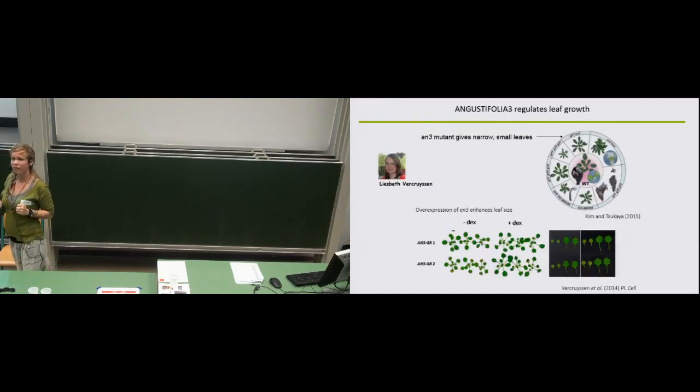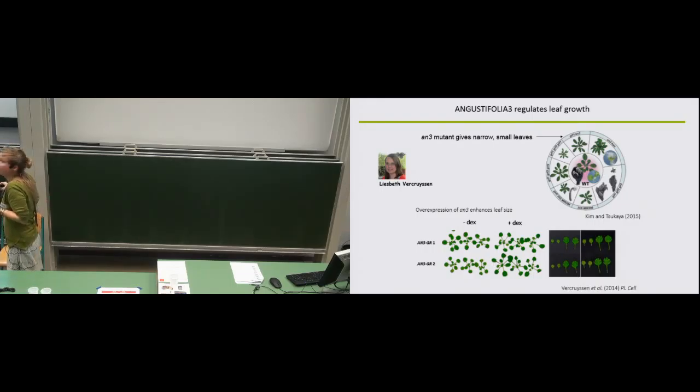Besides cell biology, we are also very interested in how development is regulated, and therefore I chose a protein that's called angustifolia 3. Now, Lisbeth did a lot of work on this protein, and she discovered that mutant plants actually have smaller leaves than normal plants. This is the normal plant. And if she overexpresses the protein, so if she makes more of this protein, you see that you have bigger leaves. So this is a very important factor in leaf growth.